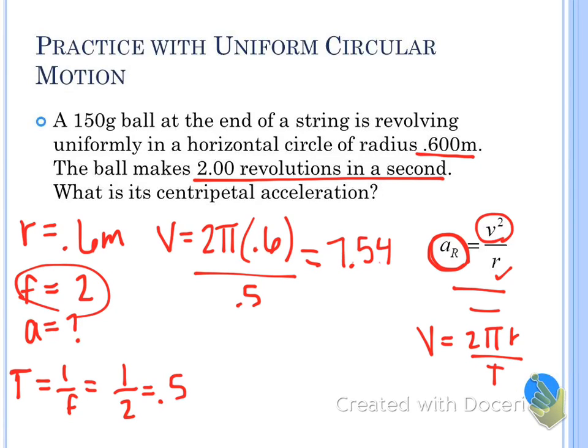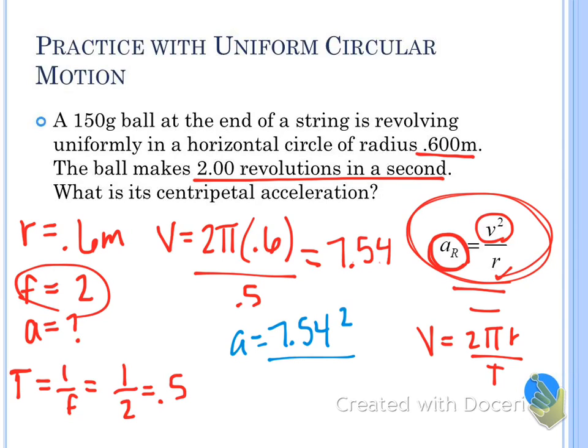Is that about what we had? 7.54? For velocity. Just velocity. From there we can move to v squared over r. So we would say A equals 7.54 squared over R.